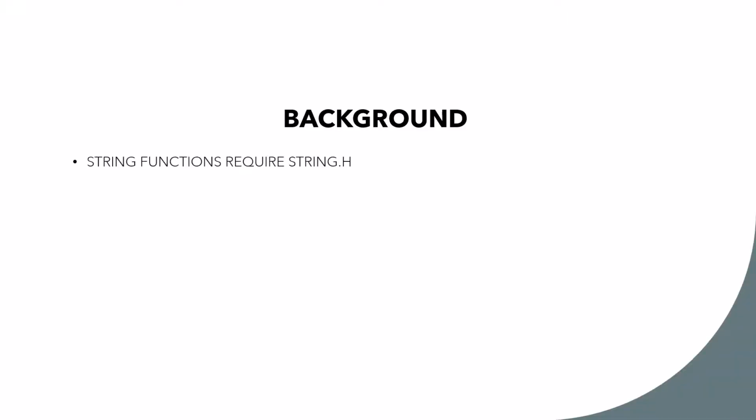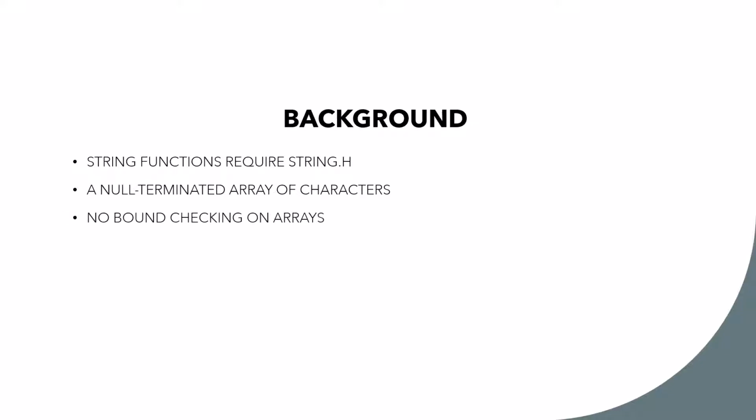We know that string functions require the use of the header file string.h. We have used this header file before, but of course we'll be looking at more of the functions that are available through this header file. We know that a null terminated array of characters is what constitutes a string. In fact, every string in C is an array. We also know that C does not perform any bound checking on arrays. It's up to us as programmers to do this so as to safeguard our code from malicious attacks.